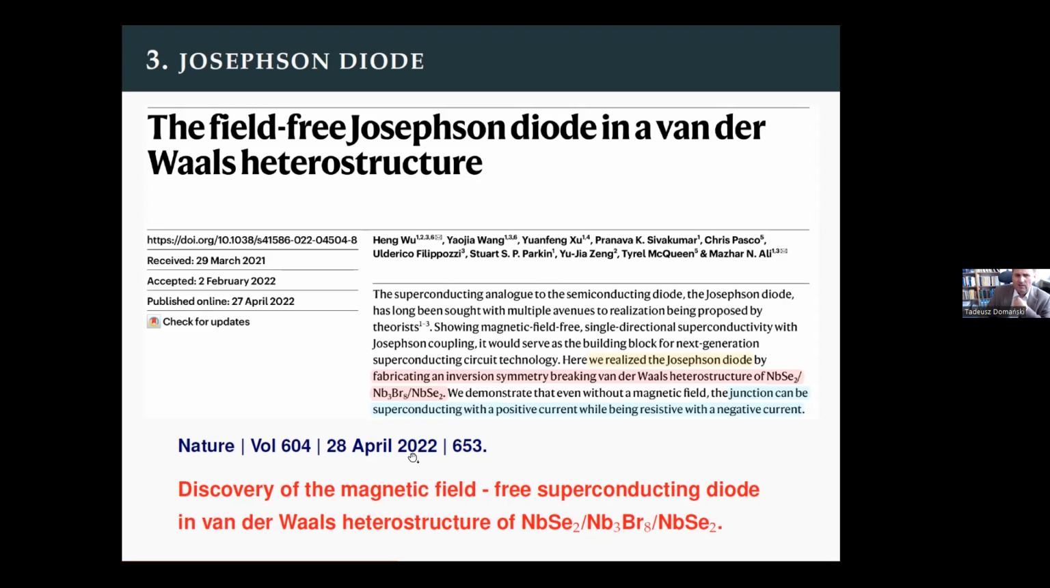2022, there was a paper where a van der Waals heterostructure consisting of this conventional superconductor and niobium diselenide and then niobium bromide was able to realize this, let's say, Josephson type diode without need of any magnetic field.